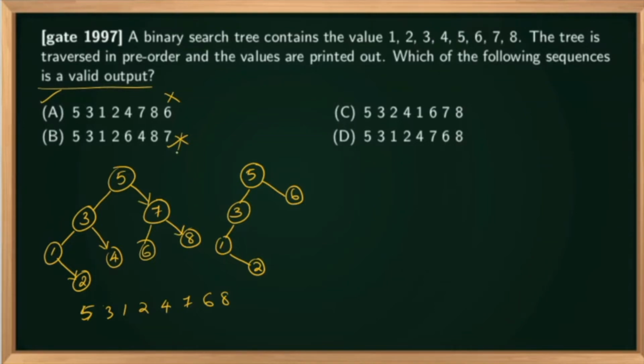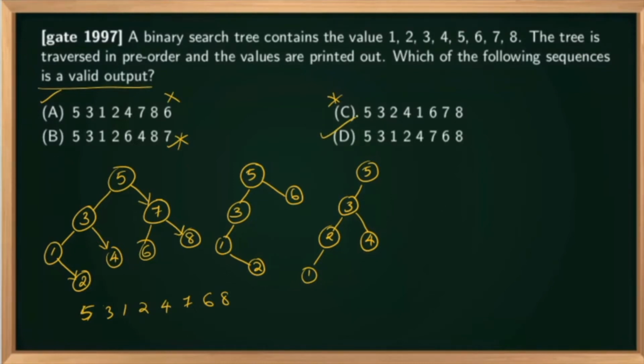Okay. Now let's see the choice C. Start with 5, then 3, then 2, then 4. Then I had to put 1. I had to put 1 only here, right? So at that time, this is breaking, right? So choice C is also wrong. So the correct answer should be D.